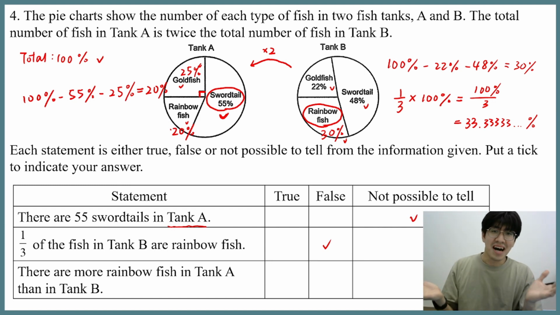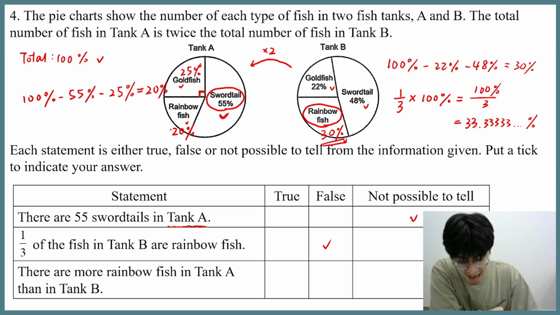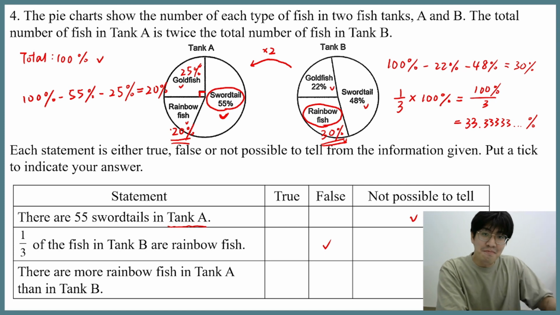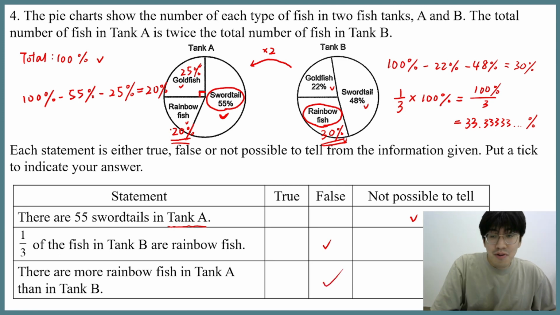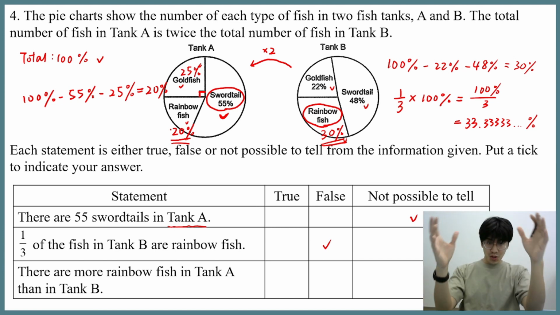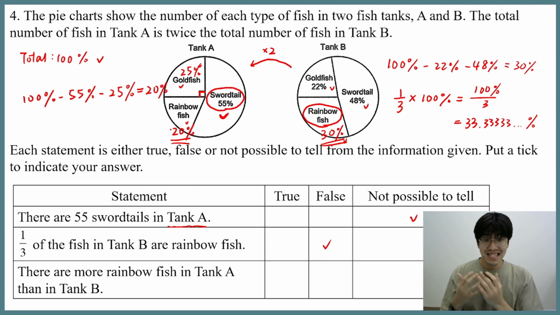So, what is the answer? Think about it. Let's see what is the answer. So tank B, 30%. Tank A, 20%. Then it seems like tank B has more rainbow fish. So maybe the answer is false. But what's wrong here? Well, the total number of fish in tank A is twice that of tank B.